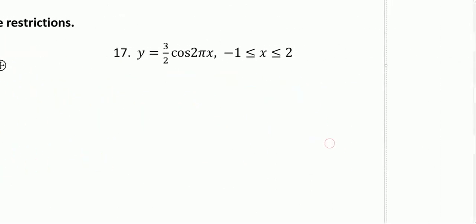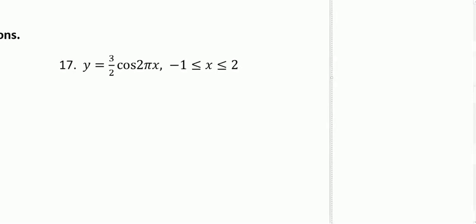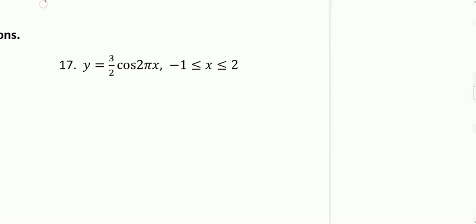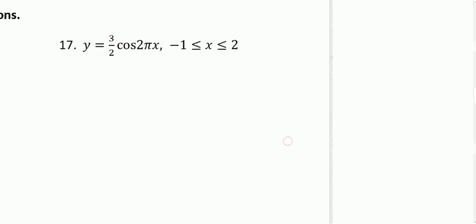Alright, for number 17, we're looking at y equals 3/2 cosine 2 pi x, and we want to graph it for the range from -1 to 2. So to do this, I'm going to first ignore that range, and I'm just going to get a sketch of what y equals 3 over 2 cosine x looks like. And then I'll factor in that 2 pi and adjust the x-axis.